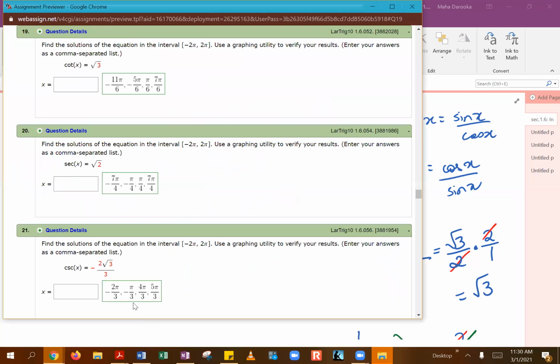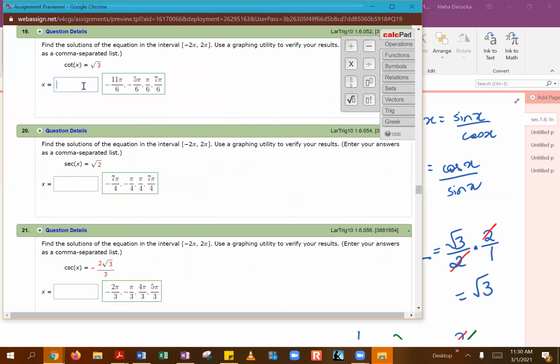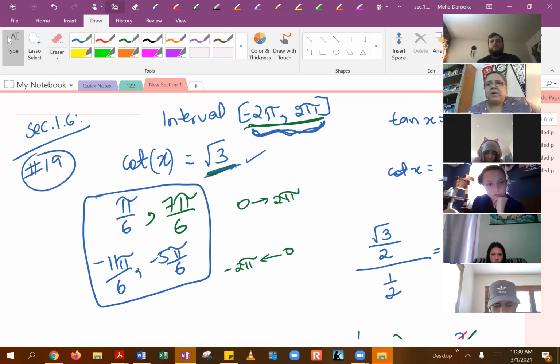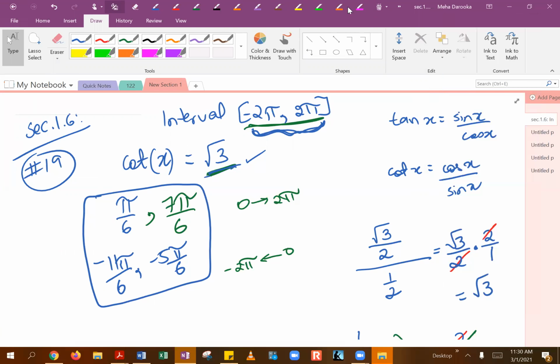And you can verify those answers by looking at number 19 over here. Okay. So that's how you want to break down these problems where they ask you to find the solutions for the given interval. So Scotty, does that help you out? Yeah, that makes sense. Okay, very nice. Very good.